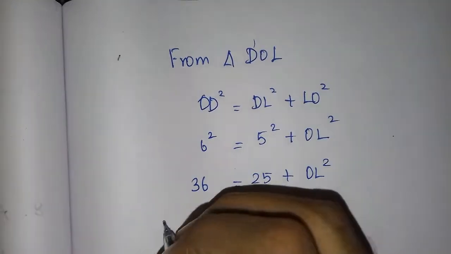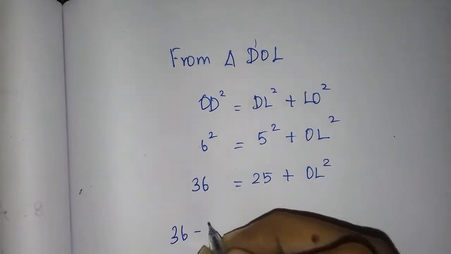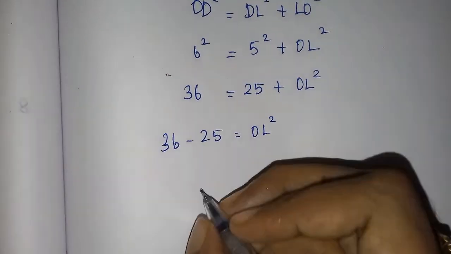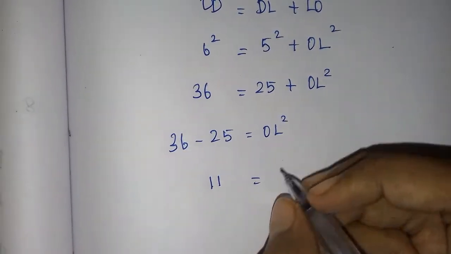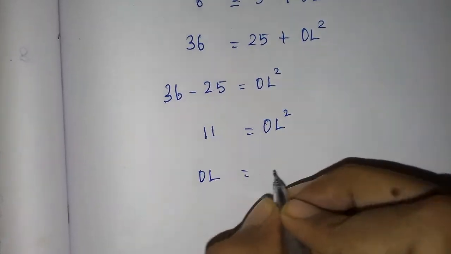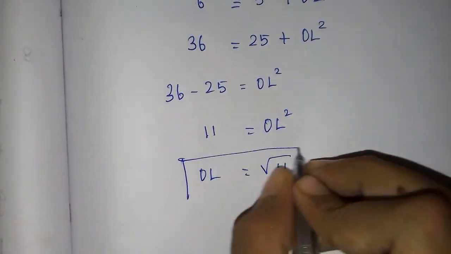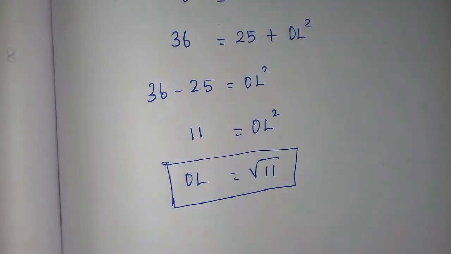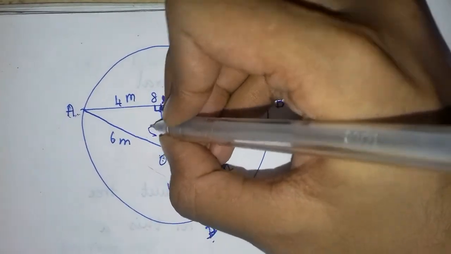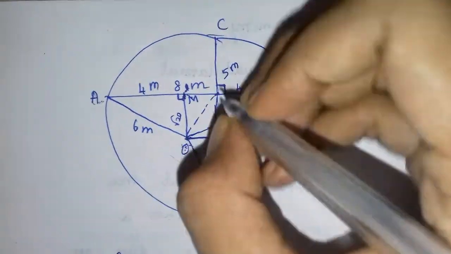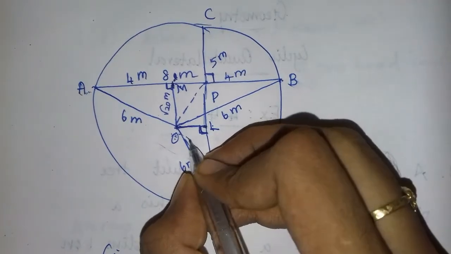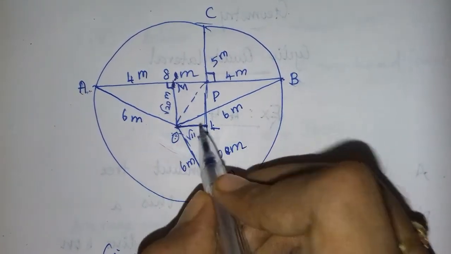25 comes to the left hand side as minus 25. So 36 minus 25 is equal to OL square. If you subtract both, you will get 11. So OL square is equal to 11. What is the value of OL? That is root 11. Now we found the value of OL. Now what are the things we found? OM we have found. OM value is root 20 meter. What is the value of OL? That is root 11 meter. These two sides we found.